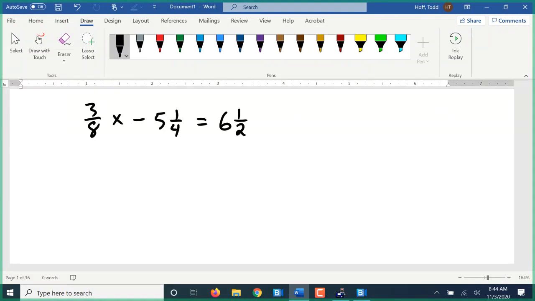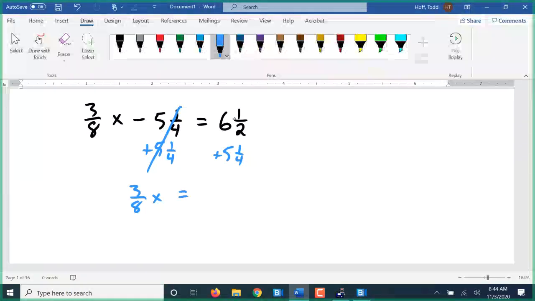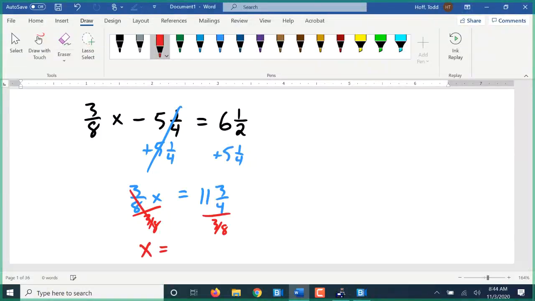So we're going to start off by adding 5 1/4. So we've got the 3/8 x on the left side. 6 1/2 plus 5 1/4 is 11 3/4. Then we're going to divide by 3/8. X equals 11 3/4 divided by 3/8.